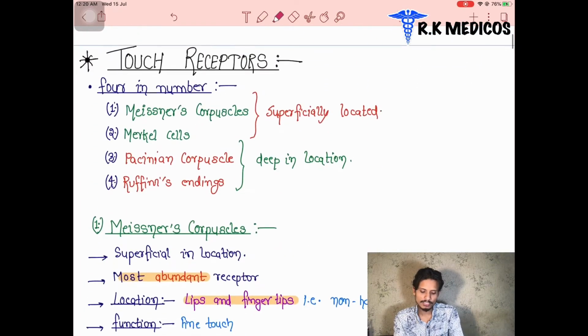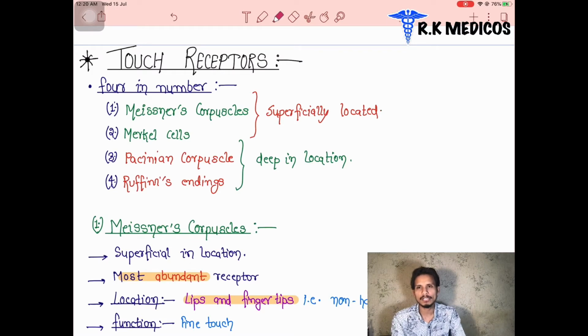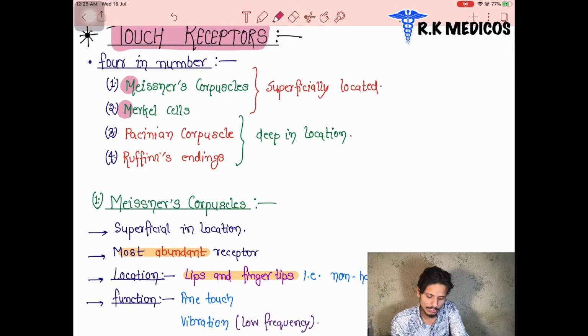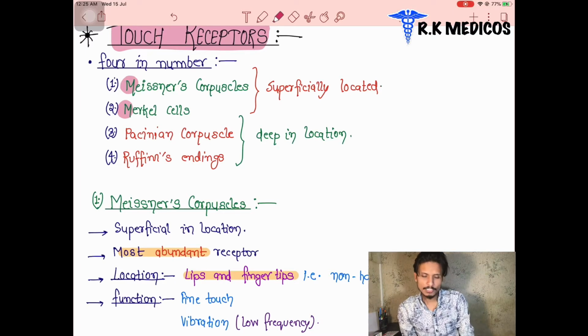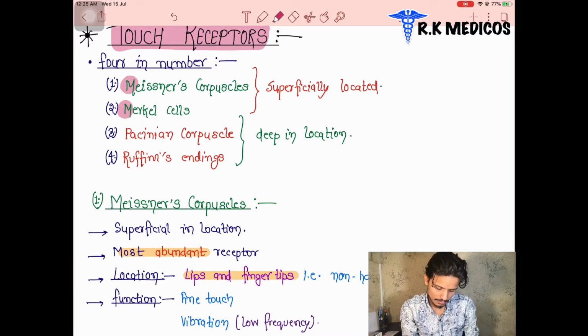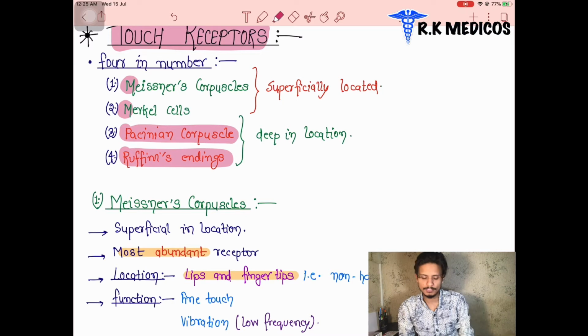Next we are going to see the details about the touch receptors. Touch receptors are very important, so we are going to discuss them in detail. The receptors are 4 in number: Meissner's corpuscles, Merkel cells, Pacinian corpuscles and Ruffini endings. These are the 4 types of touch receptors, and out of these 4, 2 are present on the superficial surface and 2 are present deeply.